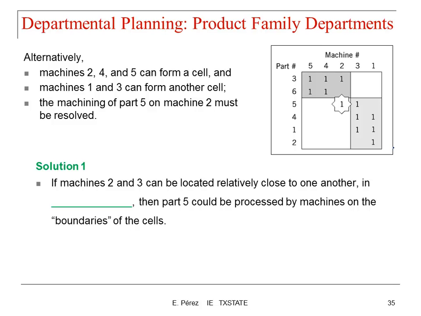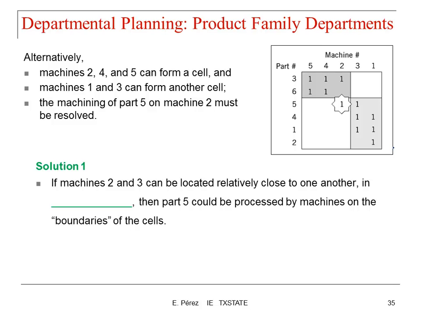And if you move in the opposite direction, you form machines 2, 4, and 5 a cell, and machines one and three another cell, then you're going to leave this one alone. So there's multiple things that we can do to address this type of problem. I'm going to give you two types of solutions.